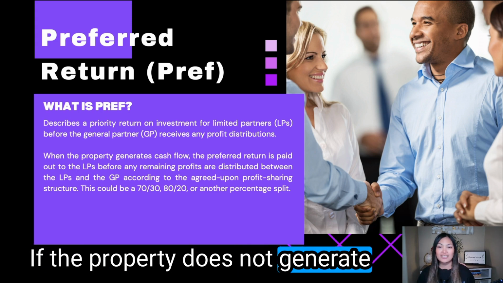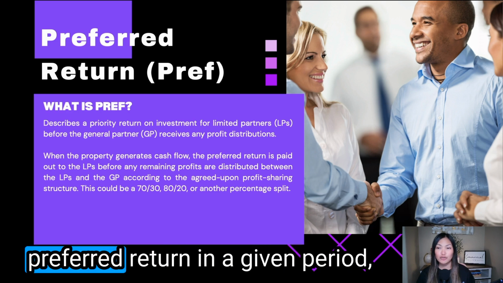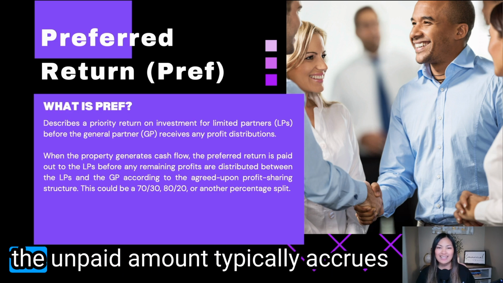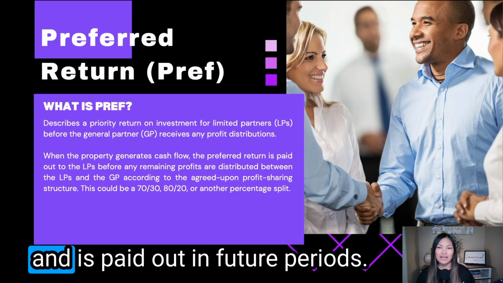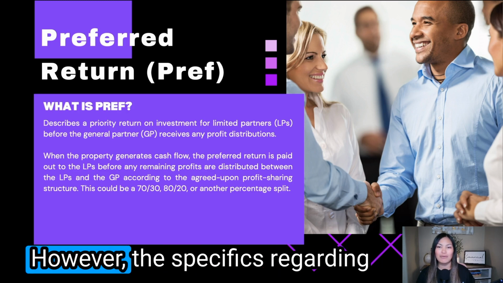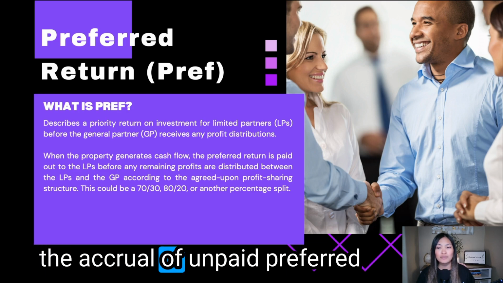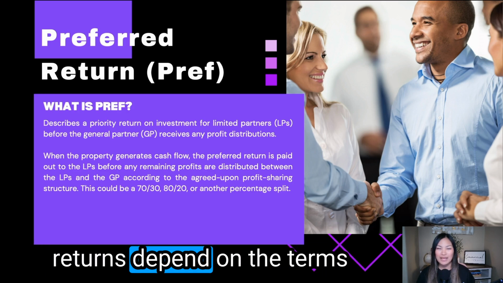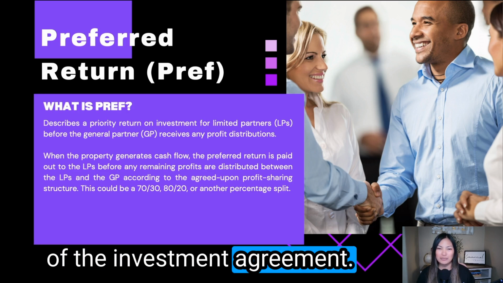If the property does not generate enough cash flow to cover the preferred return in a given period, the unpaid amount typically accrues and is paid out in future periods when there is sufficient cash flow. However, the specifics regarding the accrual of unpaid preferred returns depend on the terms of the investment agreement.